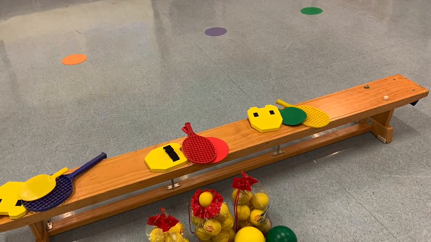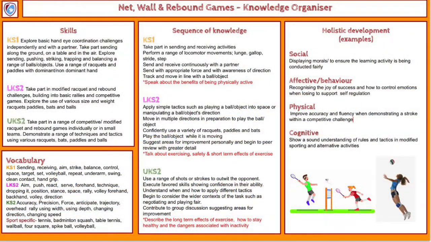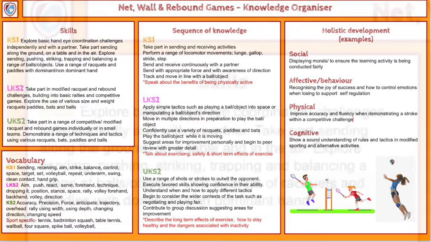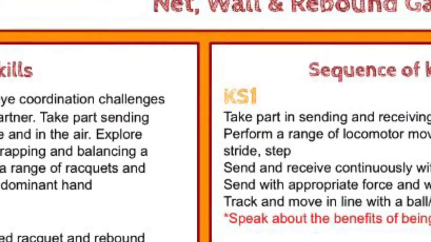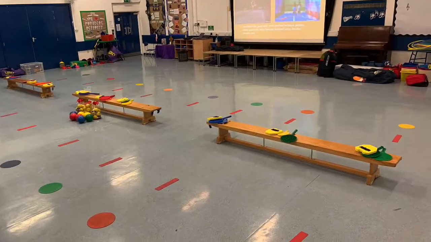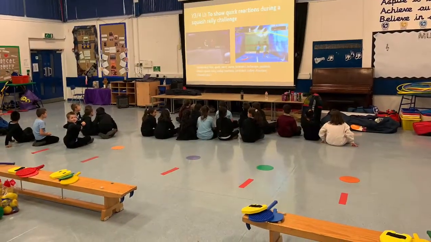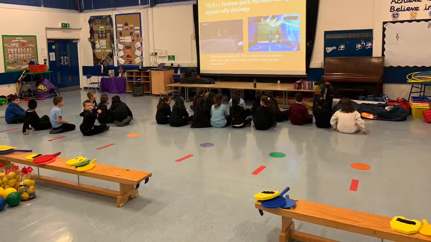In Key Stage 1, children will explore basic hand-eye coordination challenges, both independently and with a partner or team. They'll take part in sending along the ground, on the table and through the air. They will look at pushing, striking, trapping and balancing using a range of implements such as rackets, paddles and bats, both with their dominant and non-dominant hand.